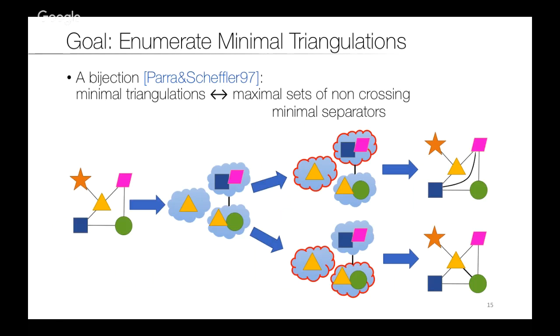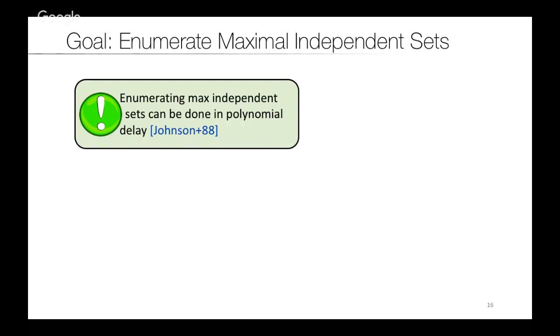And again, more details for those of you who are interested. The way the bijection works is that if you choose a minimal separator and two nodes in there don't share an edge, you just add this edge. So to enumerate the minimal triangulations, all we need to do is to enumerate maximal independent sets on this separator graph. And enumerating maximal independent sets can be done in polynomial delay. So that's great. Are we done?